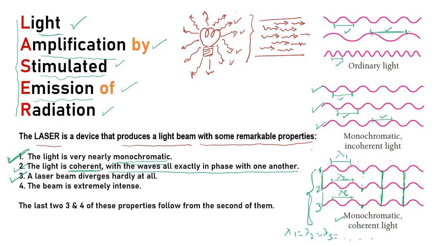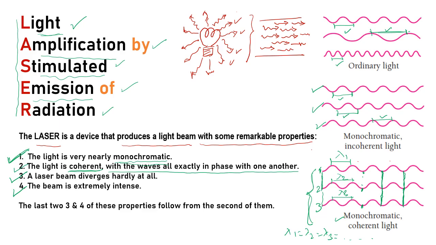The fourth property is that the beam is extremely intense. If we compare the laser beam with the light from any other source like a torch, the laser will be more intense. What do I mean by intense? When I say intense, I'm talking about the energy density. And what is energy density? Energy density is the energy stored in the beam per unit volume.